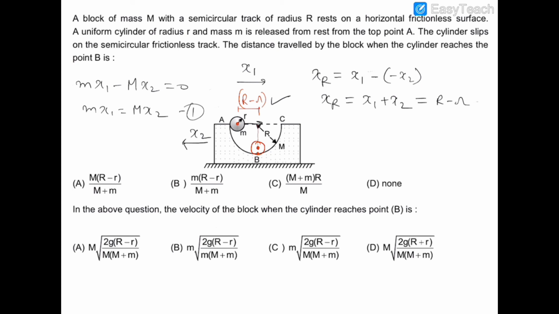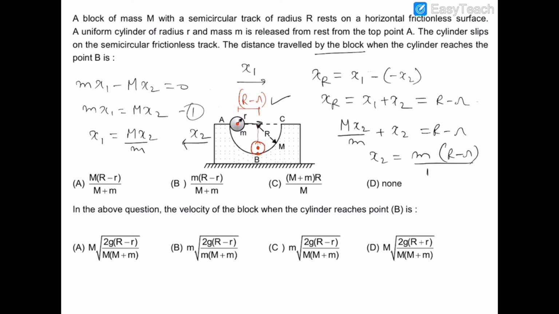So x1 plus x2 will be equal to R minus r, and if we have to find out the distance moved by the block, which is x2, we can replace x1. So x1 from this equation is equal to M x2 upon m. So capital M x2 upon small m plus x2 is equal to R minus r, and x2 is equal to m into R minus r upon M plus m. This is x2. So the correct answer is option number B.